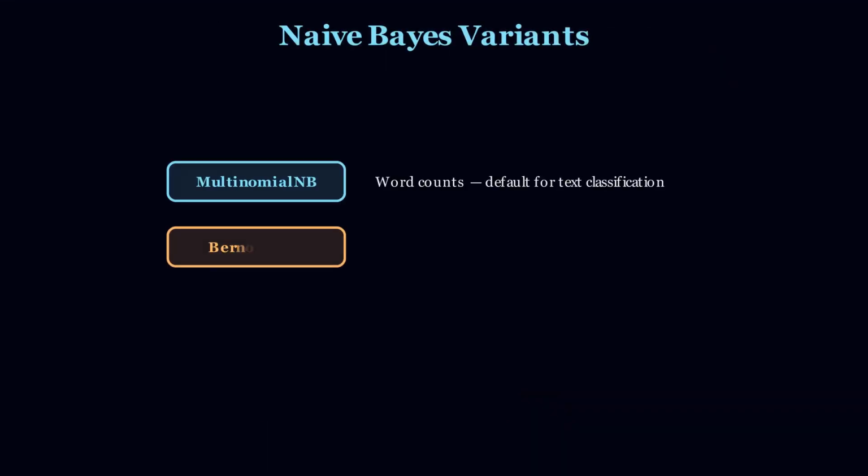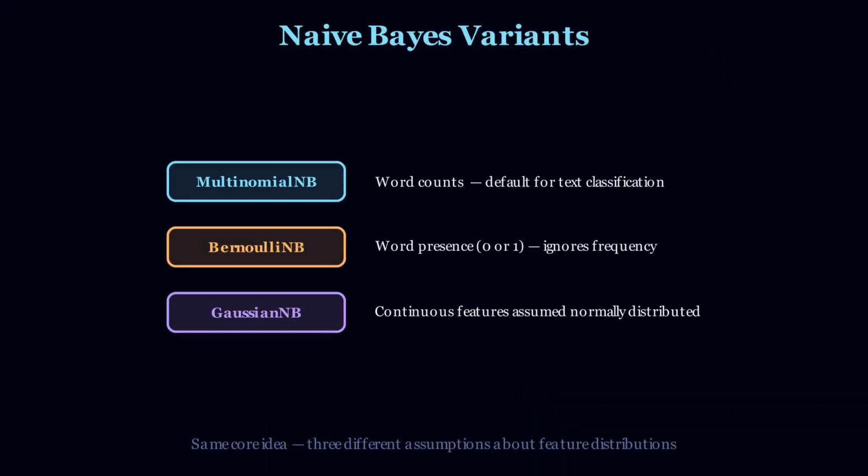Naive Bayes actually comes in a few different flavors. MultinomialNB, word counts, the default choice for text. BernoulliNB, just whether a word appeared at all, ignoring how many times. GaussianNB, continuous features, assumed to follow a normal distribution. Same core idea, three different assumptions about what your features look like.